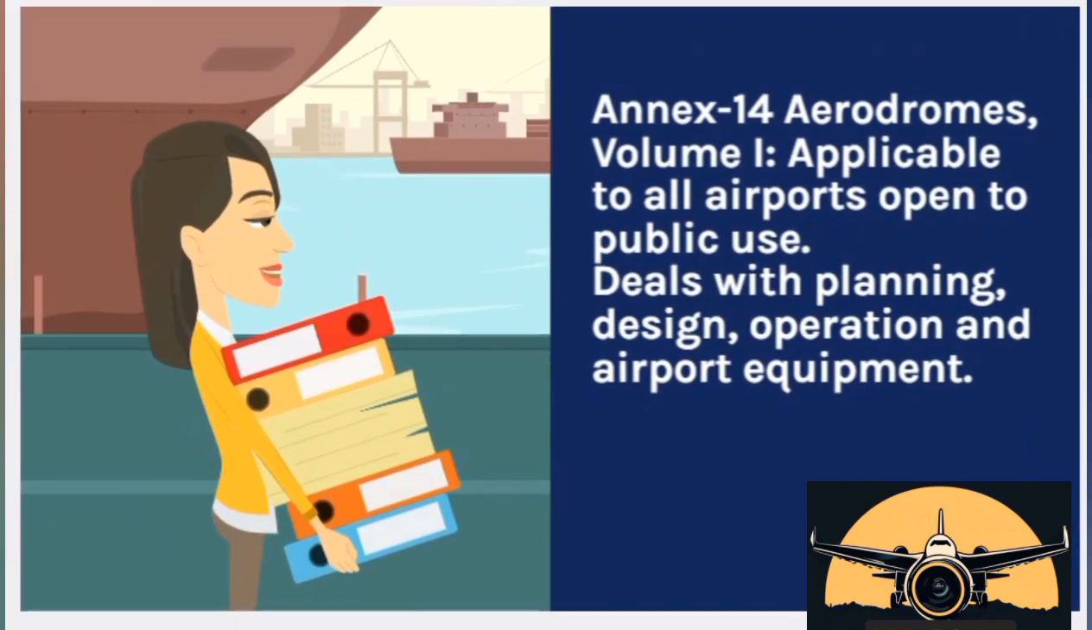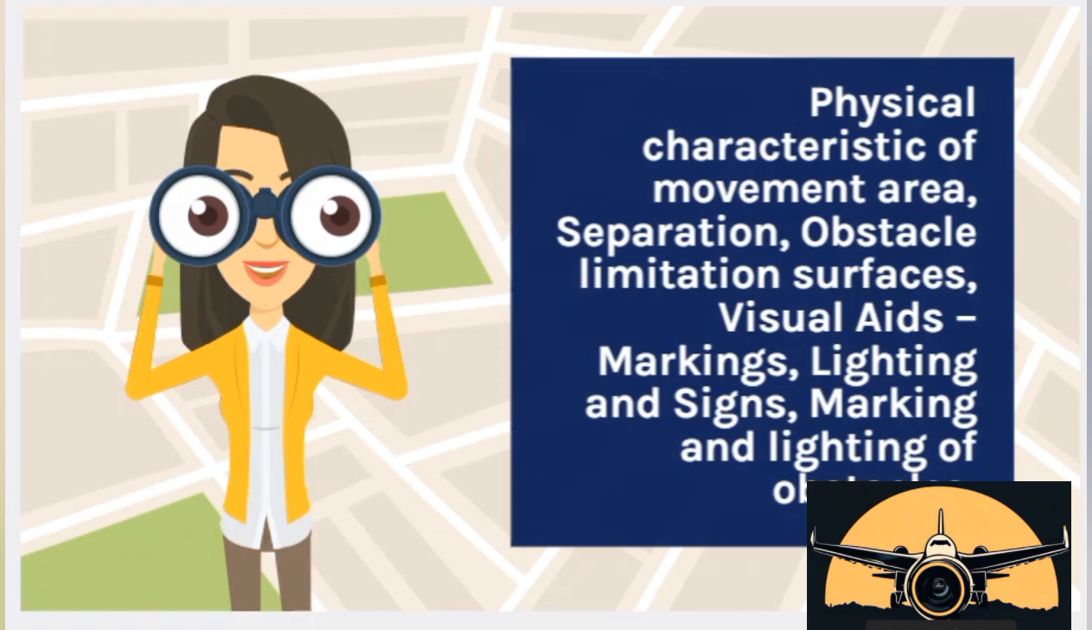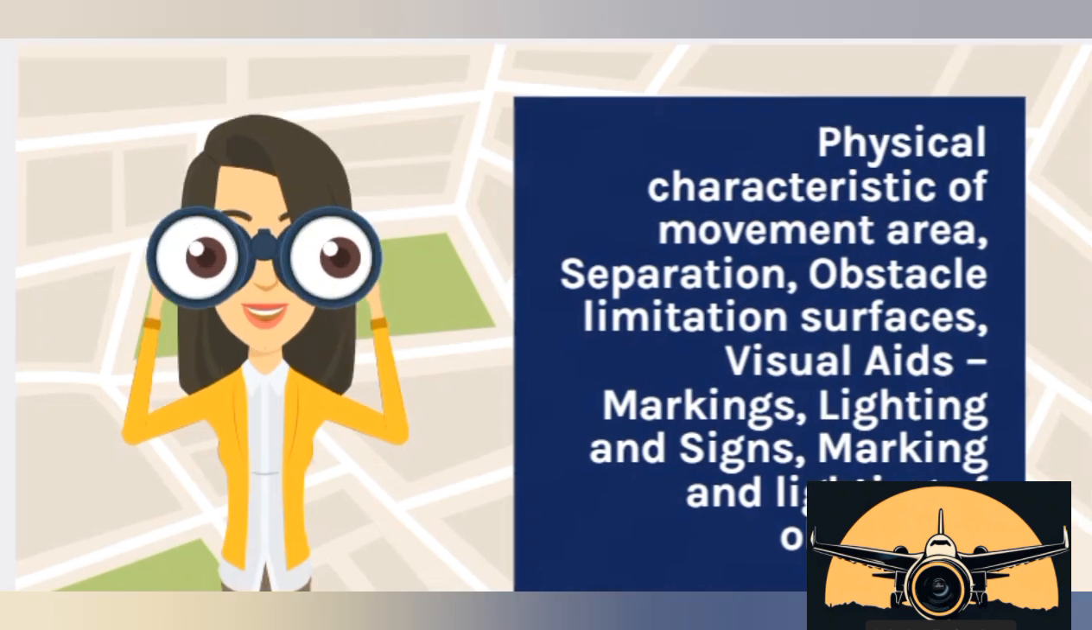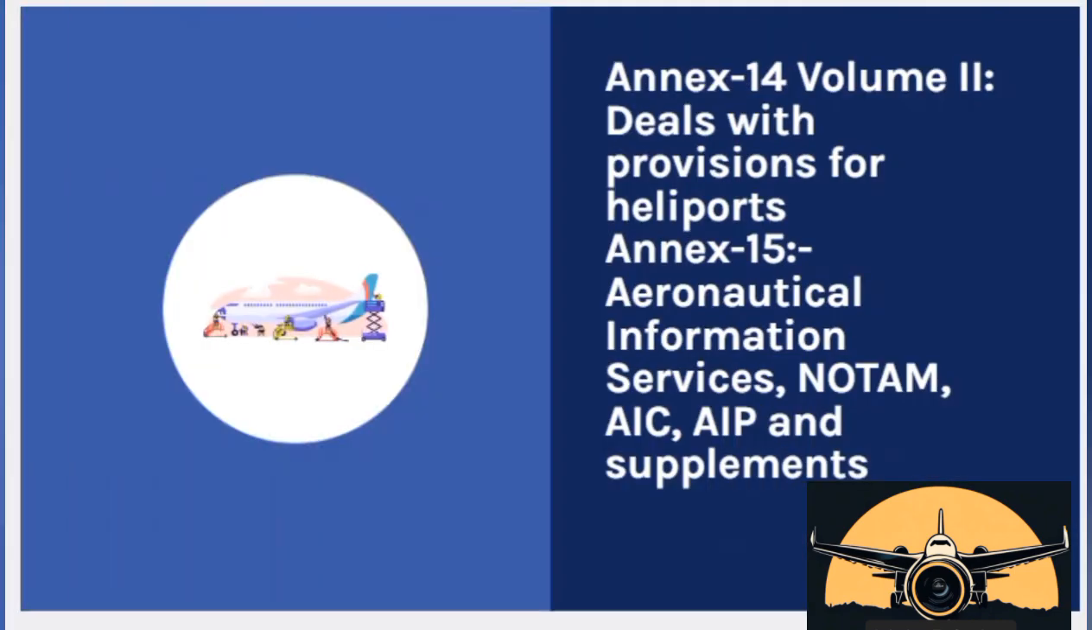Annex 14 Aerodromes, Volume 1, applicable to all airports open to public use. Deals with planning, design, operation and airport equipment. Physical characteristic of movement area, separation, obstacle limitation surfaces, visual aids, markings, lighting, and signs, marking and lighting of obstacles. Electrical systems, rescue and firefighting service, bird hazard control, aerodrome maintenance. Annex 14 Volume 2, deals with provisions for heliports. Annex 15, Aeronautical Information Services, NOTAM, IC, IP and supplements.